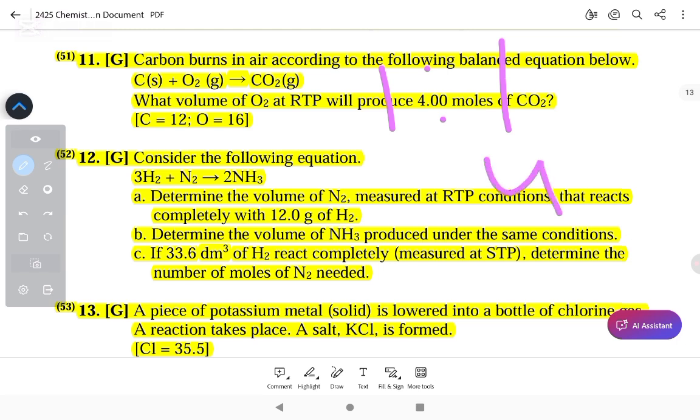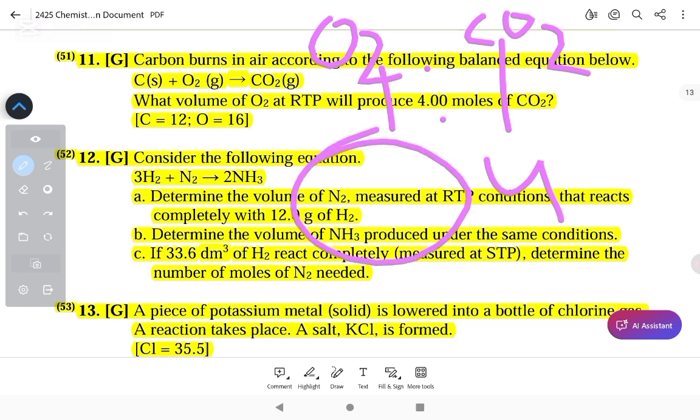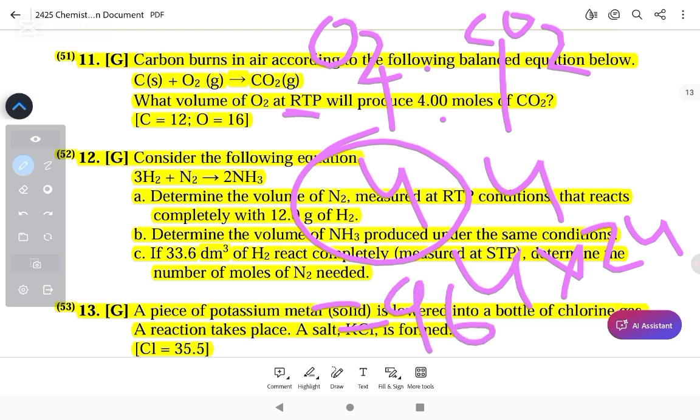This is O2, by the way, and this is CO2. We want 4 moles of CO2, and we want to know how much volume will produce that. It's a 1 to 1 ratio, so 4 moles. But then we want it in volume, and it's at RTP. RTP is 24, so just do 4 times 24, which will give you 96. Yes, 96. That's it.